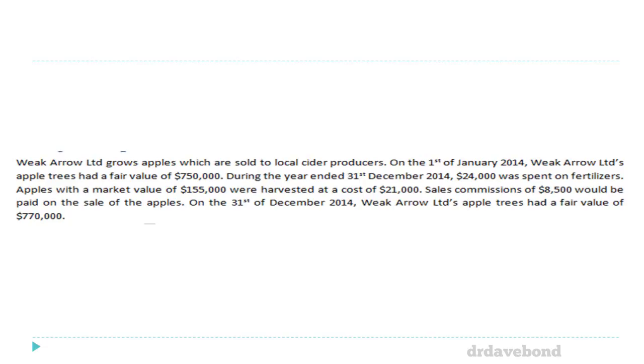Okay, again, a little bit small, but you have, or you should have, the example with you. And I'll read it out in any event. As you'll start to see, there's very similar questions to this if you're going to do practical questions. We don't have the sale in this case, which you probably will have to deal with the sale for your situations. But apart from adding a sale in, this is the type of question you can see. So Weak Arrow Limited grows apples, which is sold to local cider producers. I obviously wrote this example when cider was starting to become a big thing. On the 1st of January 2014, Weak Arrow Limited's apple trees had a fair value of $750.